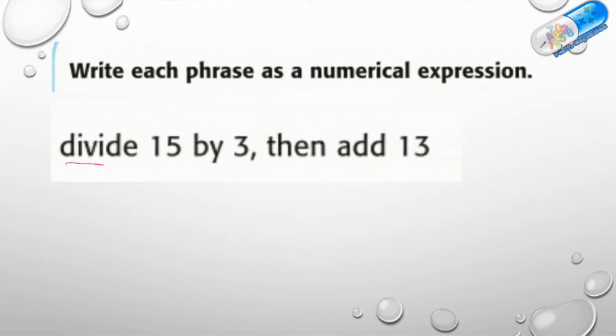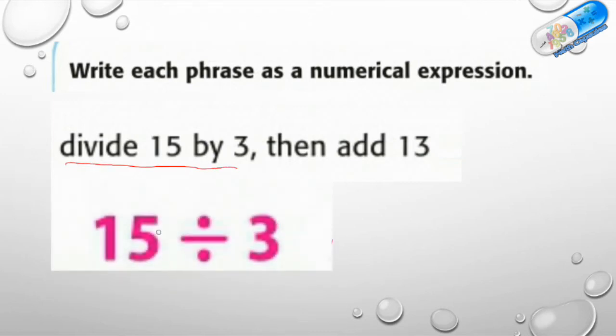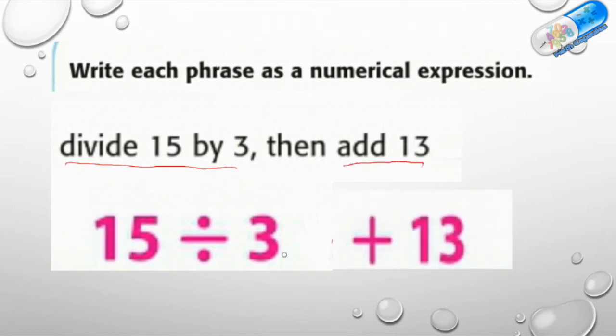We divide 15 by 3. This is the first part. So 15 divided by 3. We translate it into numbers and an operation symbol like this: 15 divided by 3. Then add 13. So we will just put the plus 13. And this is now the numerical expression.